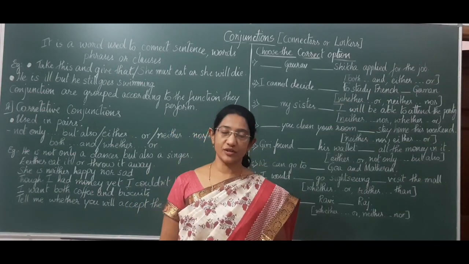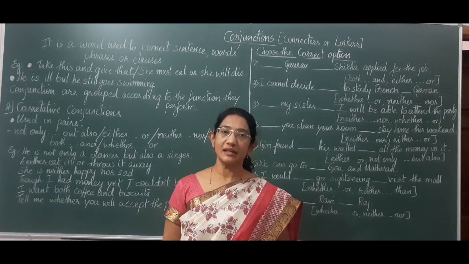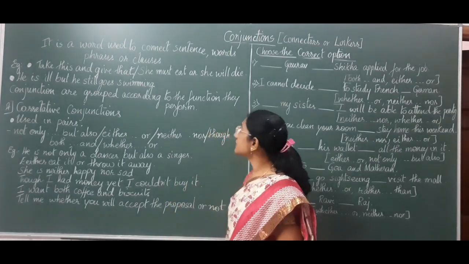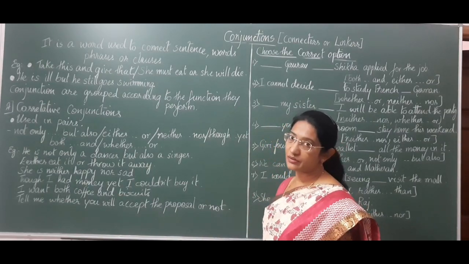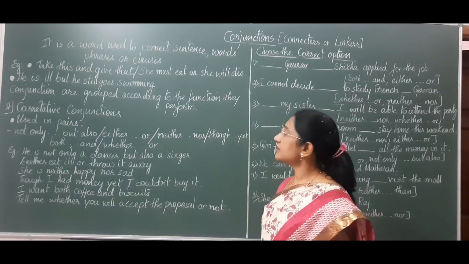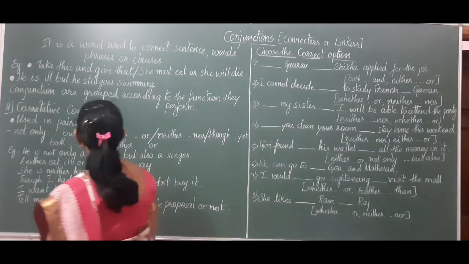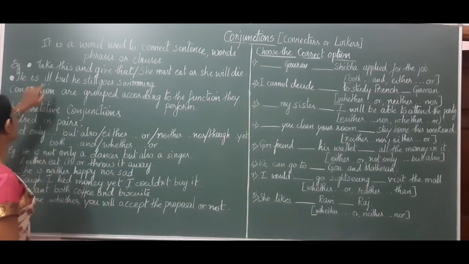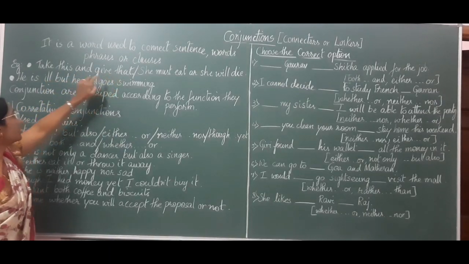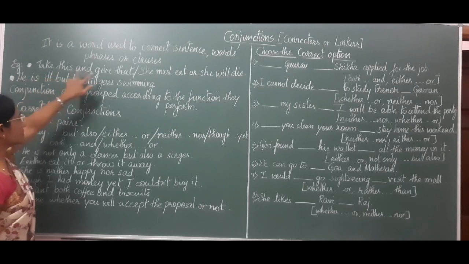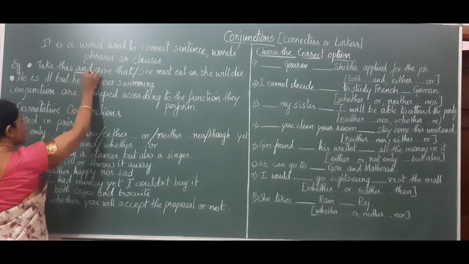Now we shall learn about conjunctions. Conjunctions are also called connectors or linkers, as they connect sentences, words, phrases or clauses. So they are words which connect. We shall study the examples to see the connecting words. Take this and give that. So you see, it connects phrases with a conjunction.